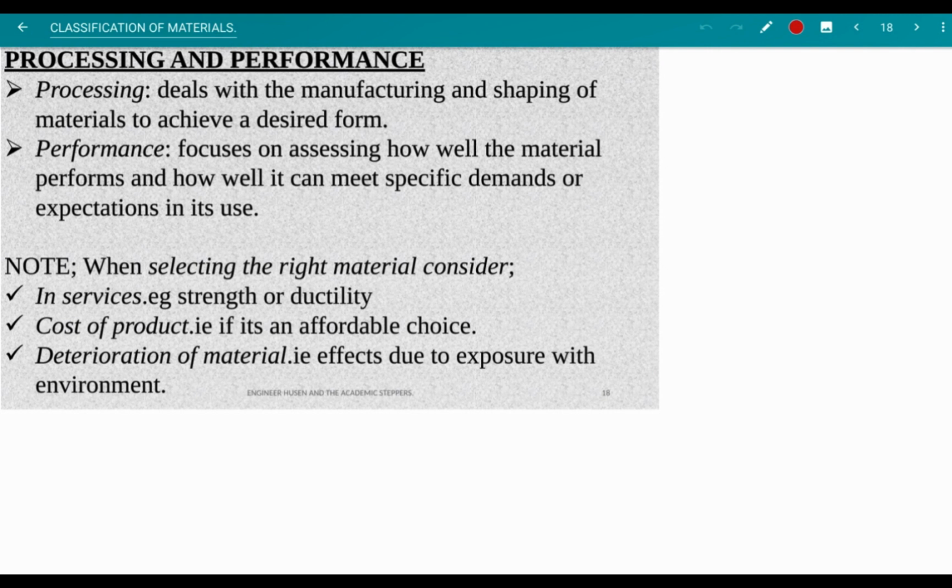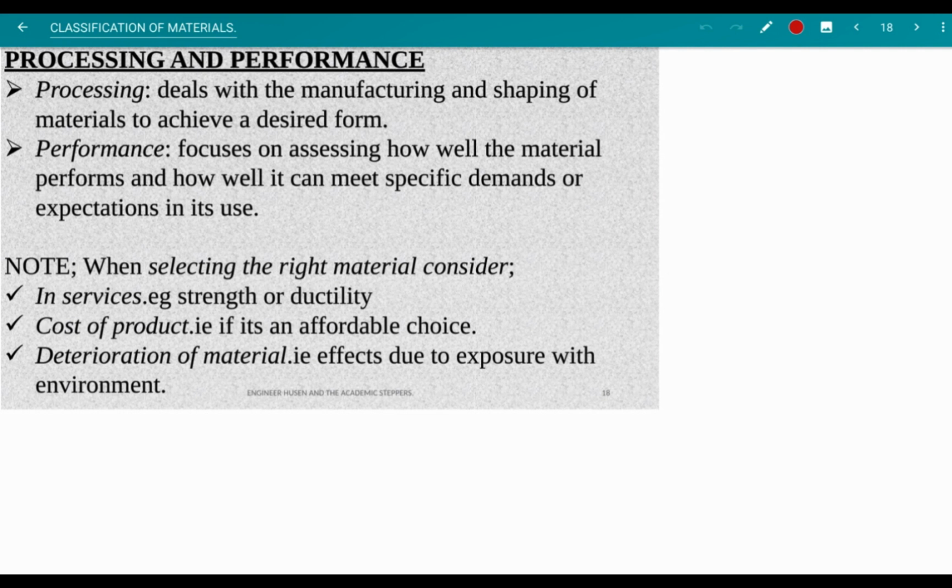But one thing you should put in mind is that every time you're selecting a right material, you should consider three things. One, the in-service properties, the strength or ductility. You're looking at the properties in short. The cost of the product, how much is it? Is it an affordable choice? The deterioration of the material, how it behaves when subjected to environmental conditions, and so on and so forth.